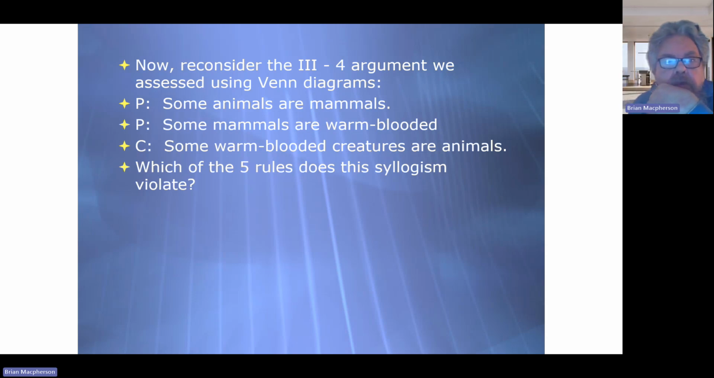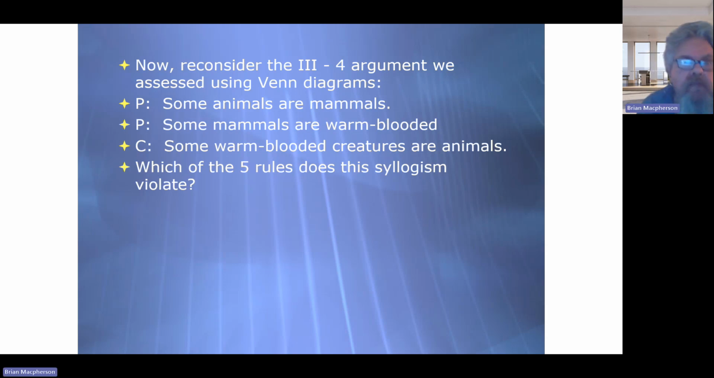Okay, so therefore we have W for warm-blooded, and A for animals. So this is your subject and predicate term of the conclusion. And then the middle term on the bottom is mammals. So let's do the diagram for this.